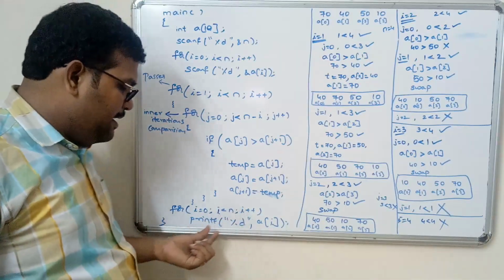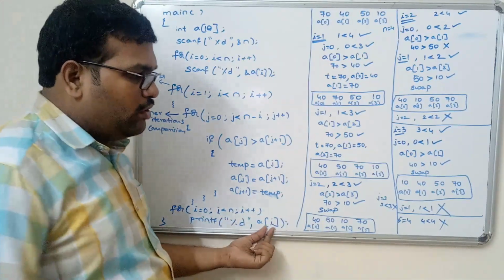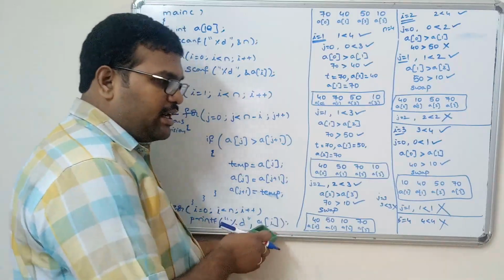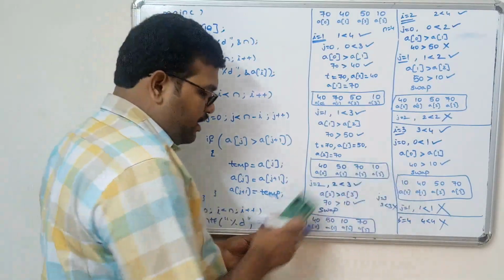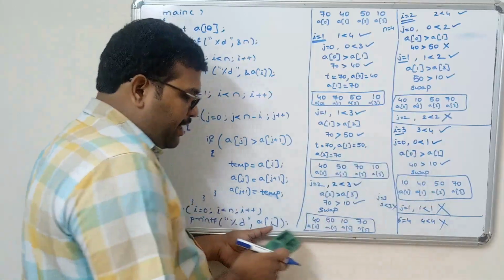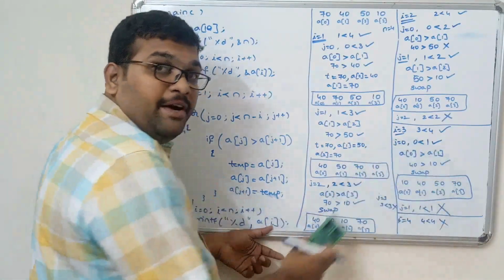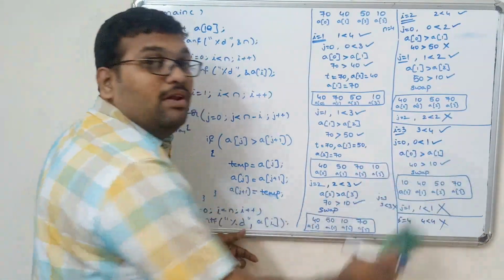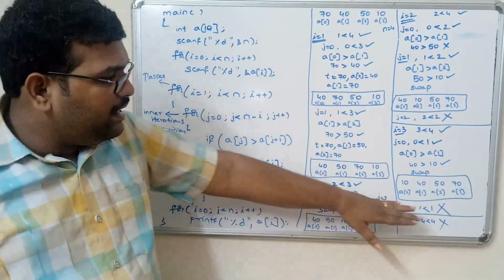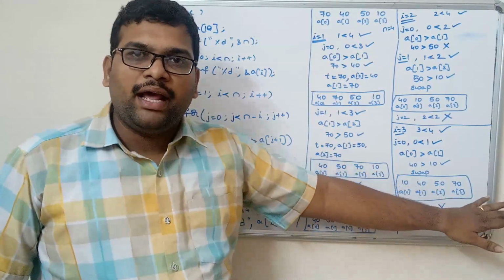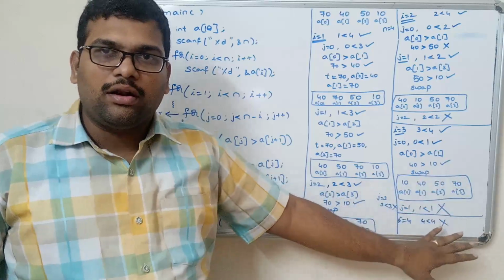Then for i is equal to 0, i less than n, i plus plus, printf a of i. So here a of i means in the first iteration a of 0, 10 will be printed, a of 1, 40 will be printed, a of 2, 50 will be printed and a of 3, 70 will be printed. So finally we get the complete elements of the array in sorted order.